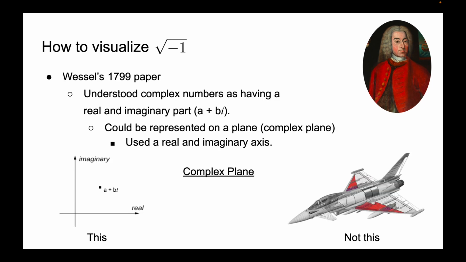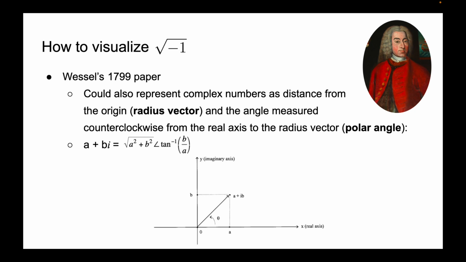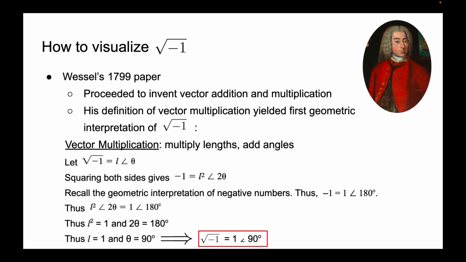Now, Wessel understood that complex numbers have, of course, a real and imaginary part, and he realized that this could be represented on a plane, in fact, the complex plane, where the imaginary part is one axis and the real part is another axis. Building off of this idea, he then realized that complex numbers could be expressed as a distance from the origin, the radius vector, and the angle measured counterclockwise from the real axis, called the polar angle. Now, after discovering this, he then proceeded to invent vector addition and vector multiplication. But it was his vector multiplication that actually yielded the first geometric representation of the square root of negative 1.